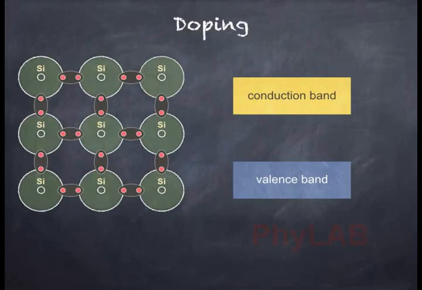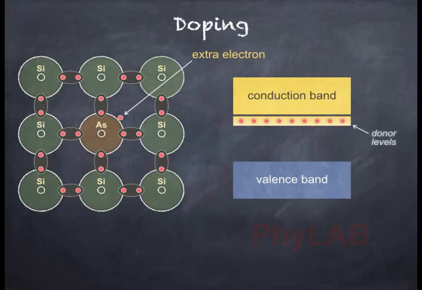By doping with a group 5 impurity atom, such as arsenic as shown here, we end up with an extra electron. The energy level of this fifth electron is within the band gap, just below the conduction band. The energy levels associated with the extra electrons are known as donor levels. Even at room temperature, most of these electrons will gain enough energy to jump into the conduction band, thus reducing the resistance of the semiconductor.